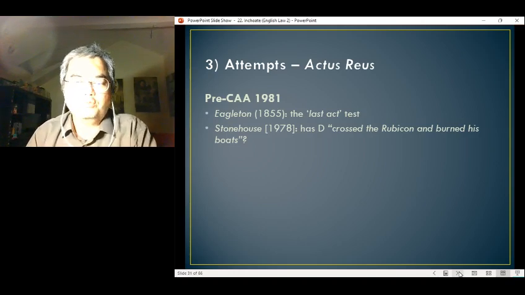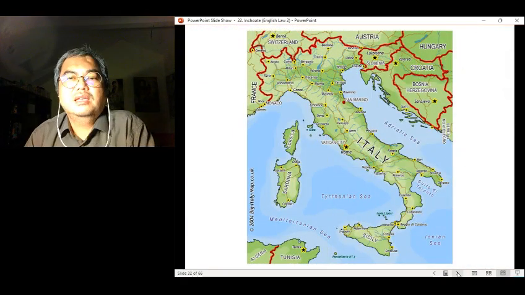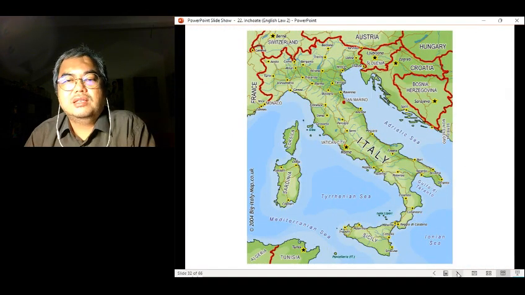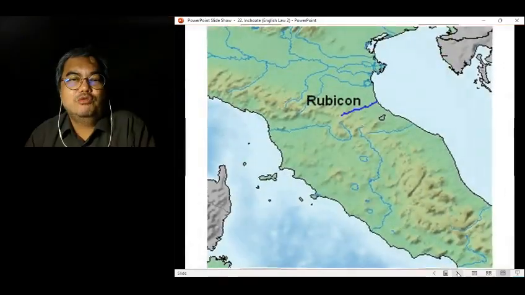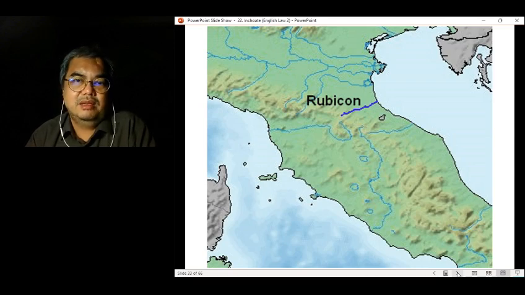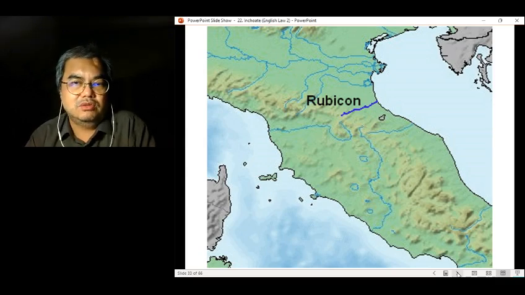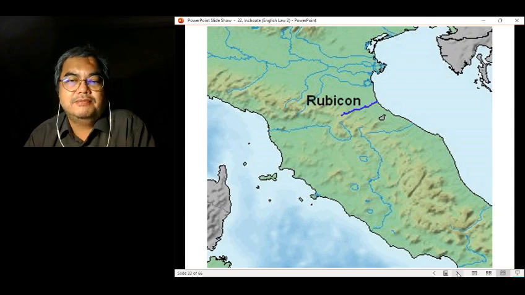Now, what's this about the Rubicon, right? Some of you may know what the Rubicon is. The Rubicon is actually a river in Italy, right? So this is Italy, and the Rubicon is actually there. And in the past, the Rubicon actually separated the northern kingdom from the southern kingdom, right? Back in the days of the past, rivers were usually used to mark boundaries.